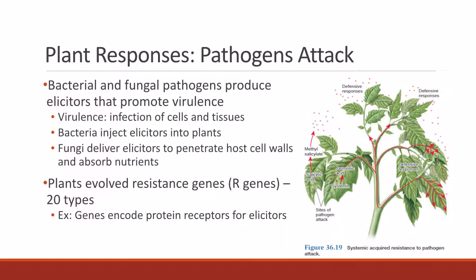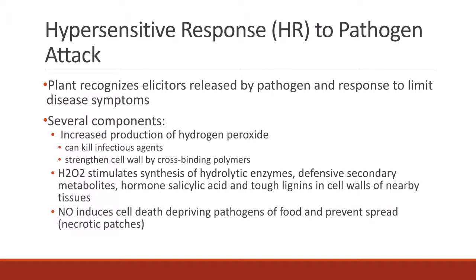Plants have evolved 20 types of resistance genes. These genes code protein receptors for elicitors. Hypersensitive response to pathogen attack. Plants recognize elicitors released by pathogens and respond to limit disease symptoms.